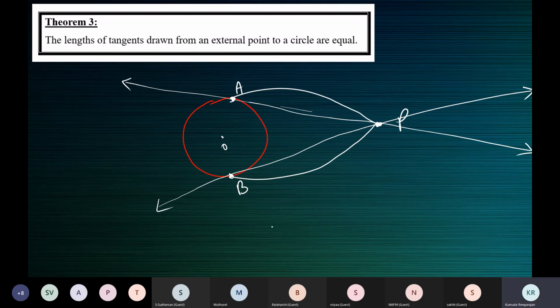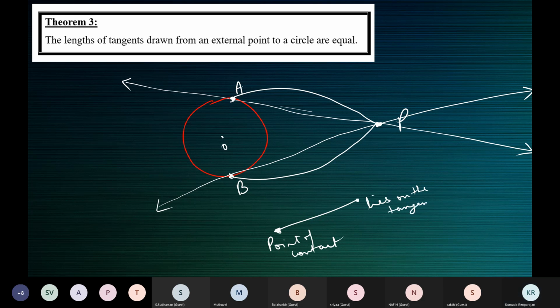When you say tangent segment, it has two endpoints, right? So one endpoint should be the point of contact. The other endpoint lies on the tangent, any point on the tangent. So A is a point of contact. P is any point lying on the tangent. So AP is a tangent segment. B is the point of contact. P is any point on the other tangent also. So BP is a tangent segment.